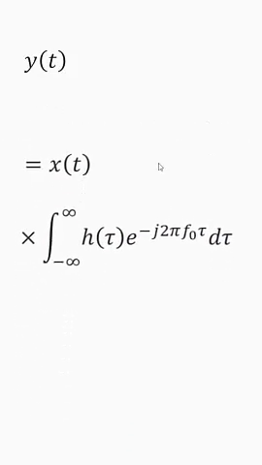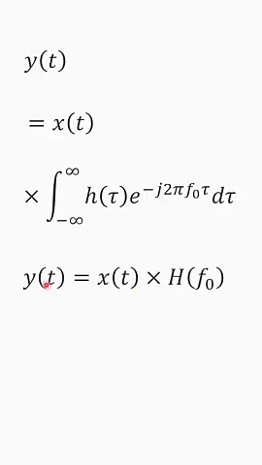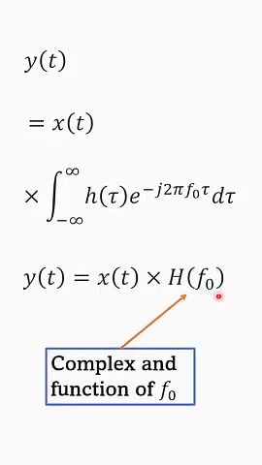But we know that this integral is nothing but the Fourier transform of h(τ) evaluated at f₀, and hence we can write it as H(f₀). So what is the final output? That would be equal to the input x(t) multiplied with H(f₀). This H(f₀) is a complex constant which can be a function of f₀.